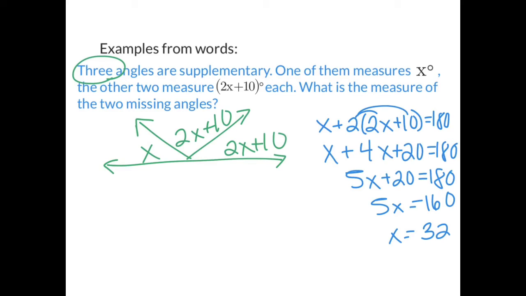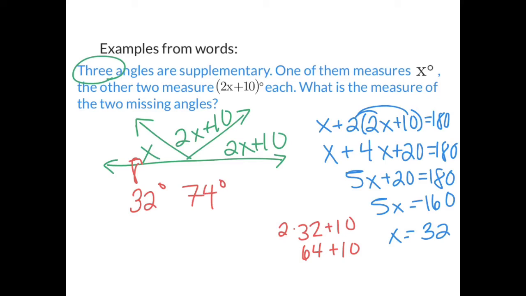Because one of them is an angle measure of x, that one is 32 degrees. The other ones I'm going to need to do some quick work for. 2 times 32 plus 10, so that's 64 plus 10, so 74 degrees and 74 degrees. So those are my 3 angle measures for the supplementary angles.